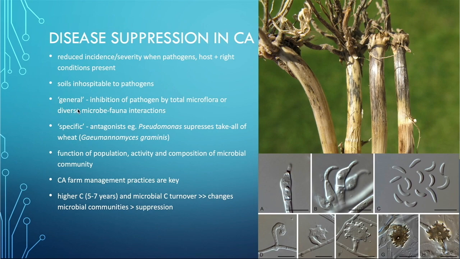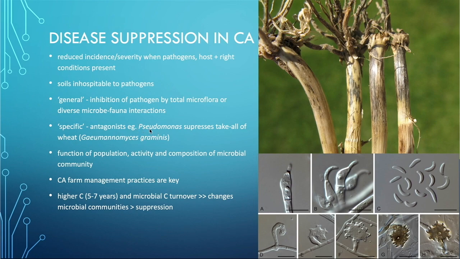And there's general inhibition of these pathogens by diversity of microbe-fauna interactions. So how the little organisms and their predators or their grazers interact. So basically, in that case, the plant is healthy, it's getting all the nutrients. And of course, the habitat is great. So why would there be any pathogens where there's oxygen and the right amount of moisture present and it's not waterlogged? There's also specific suppression though as well, which is specific antagonism.